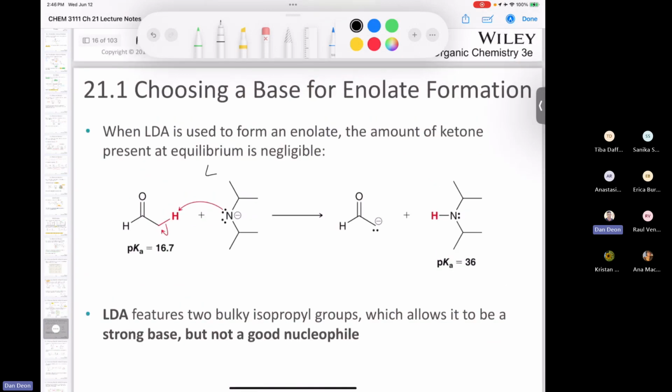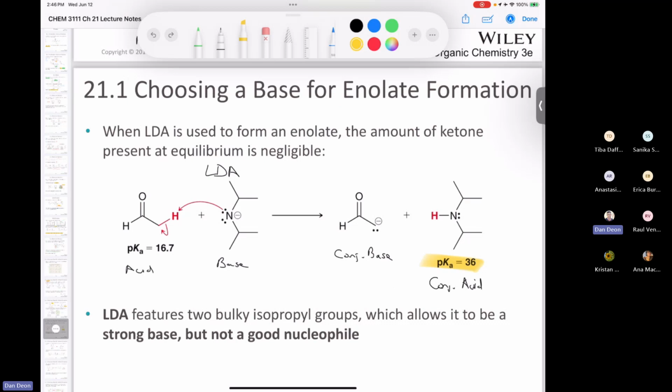So if we were to use LDA as our base, and here's our aldehyde here, this is our acid, this is our base, this is our conjugate base, and this is our conjugate acid. Well, which side is the equilibrium going to lie to? It's going to lie to the side of the weaker acid. So there you go. That means that LDA is going to be effective. It's going to completely deprotonate all of your aldehyde or ketone to make the enolate. And another thing is that LDA, because it's got these big bulky isopropyl groups on it, is really good at deprotonating. It's a terrible nucleophile because it's just too sterically hindered.